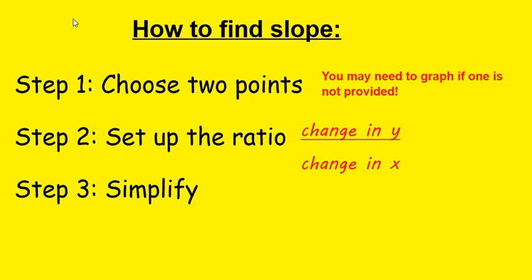Okay, so how to find the slope. Step 1, choose the 2 points. Now, if there's a statement given or a table given, you may need to graph the points if it's not provided for you. Step 2, you're going to set up the ratio of the change in y over the change in x. And then your last step is you're going to simplify.